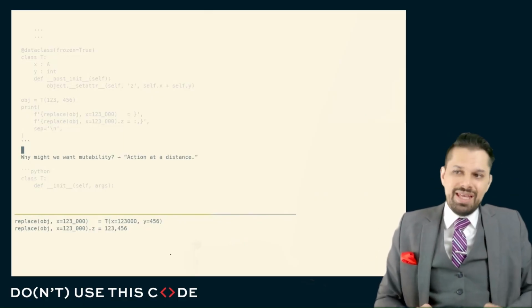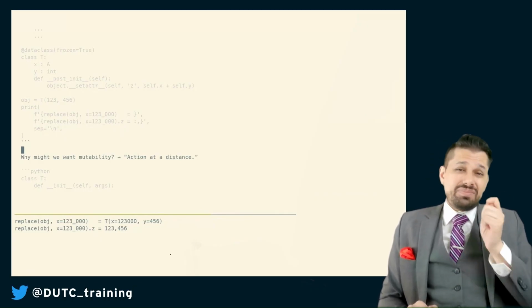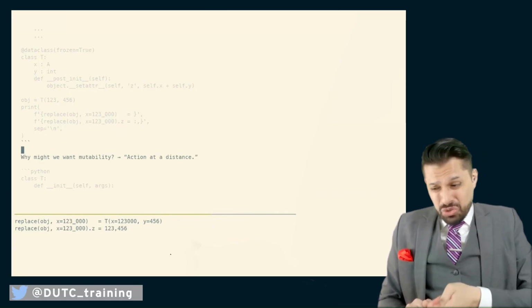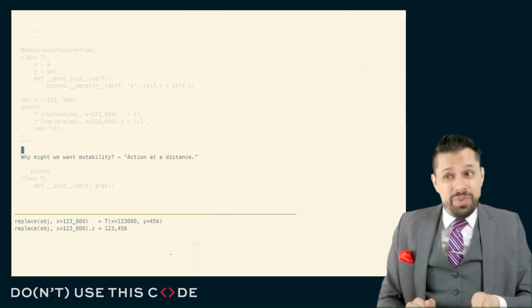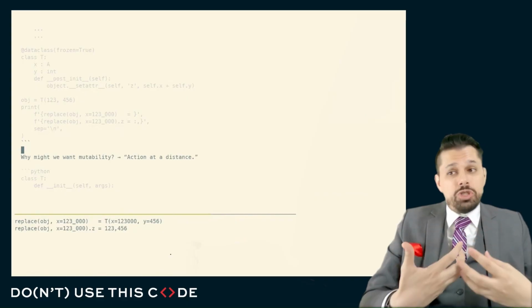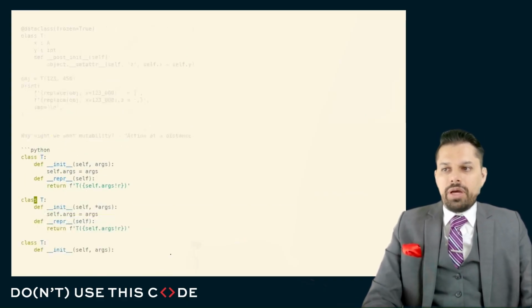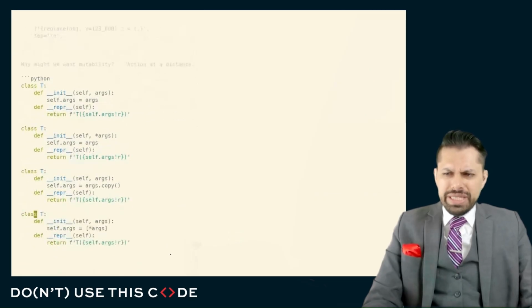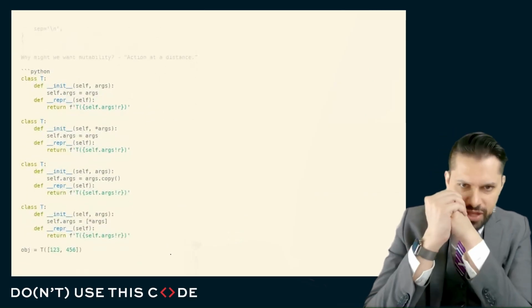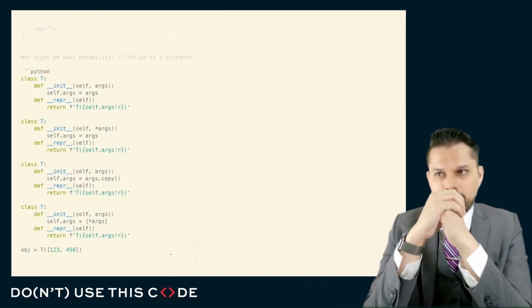However, one reason why we might want mutability in our program is also a reason why we might not want mutability in our program, specifically action at a distance in the absence of an established API. Let me show you an example. In our Python Advanced class, we show examples like this all the time. We ask people if they can distinguish between these four implementations of this simple class.